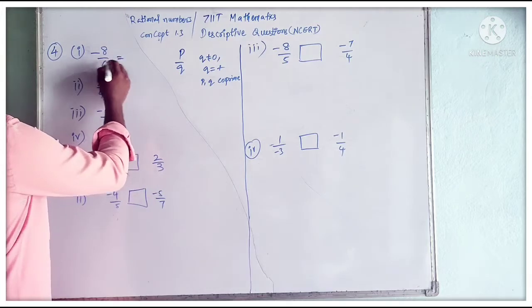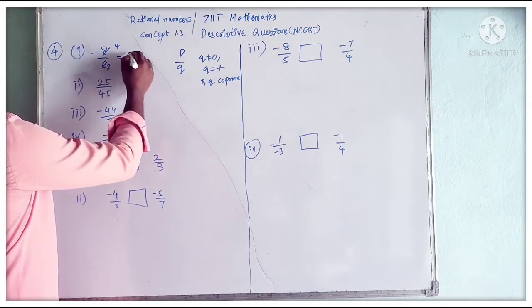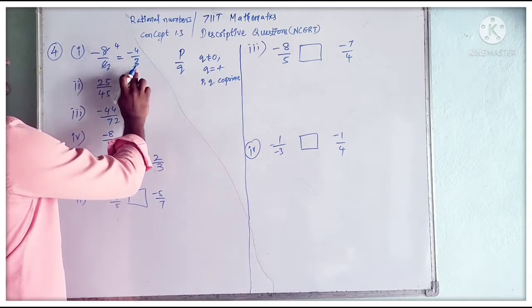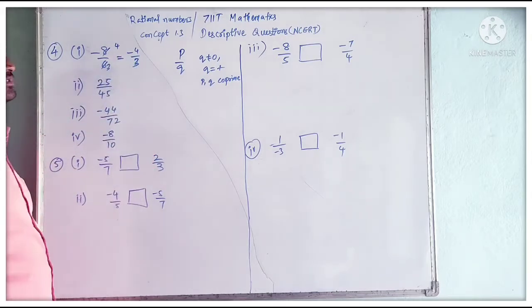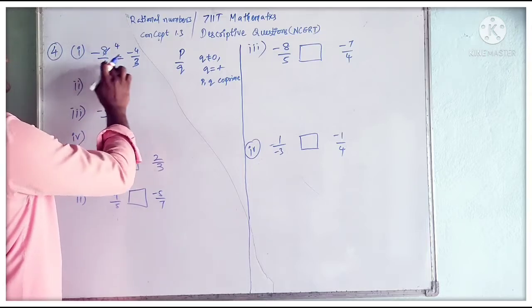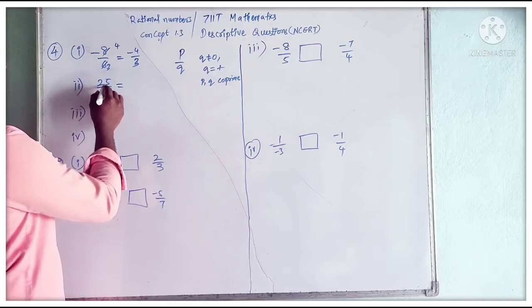See here, is there any cancellation or not? Yes. 2 4s are, 2 3s are, so minus 4 by 3. So q is not equal to 0 and q is positive. P, q are co-primes. So the standard form of minus 8 by 6 is equal to minus 4 by 3. Next question, 25 by 45.